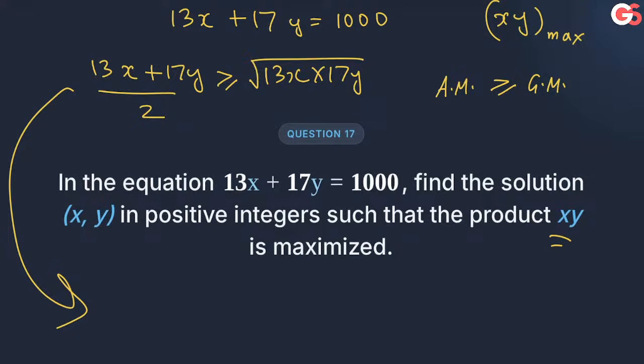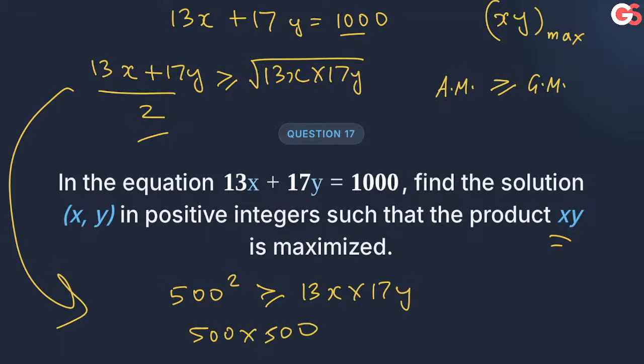इससे फायदा होगा. So this thing is 1000. So 1000 by 2 is 500, is greater than, इसका square is greater than or equal to 13x into 17y, right? कुछ फायदा होगा इससे? बताओ. So 500 into 500 upon 13 into 17, इससे बड़ा ही होना चाहिए xy. बड़ा या बराबर. Clear?